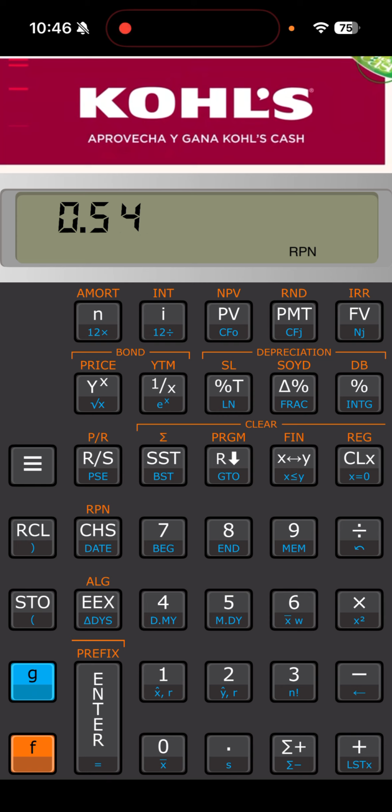And then amortization is N, and that is your term, all right? So you're going to go 30 G N, and you see that blue 12x there? That's multiplying 30 years by 12 because, again, 12 months in a year. So you have 360 is your term, okay?